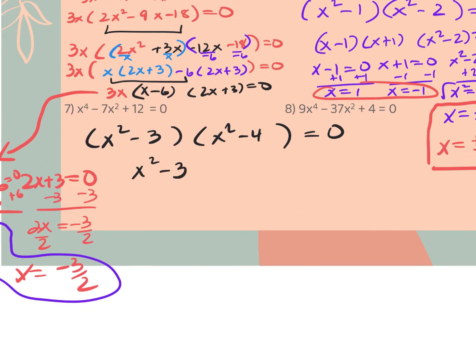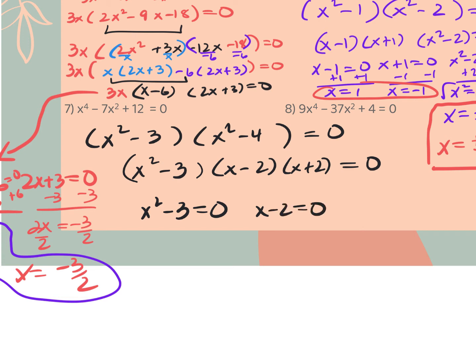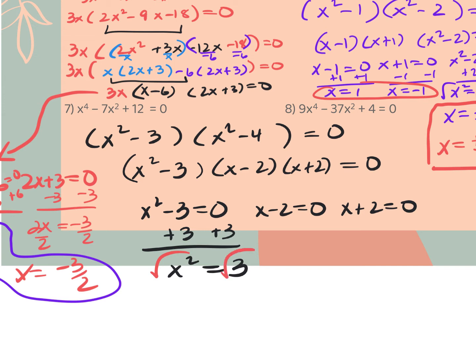Or you can use the square root method. Either way, I'll go ahead and factor it. X plus 2, x minus 2. Now set each of the factors equal to 0. Solve by adding 3. I'm solving for an x squared, so I have to square root it. So x is equal to plus and minus the square root of 3.